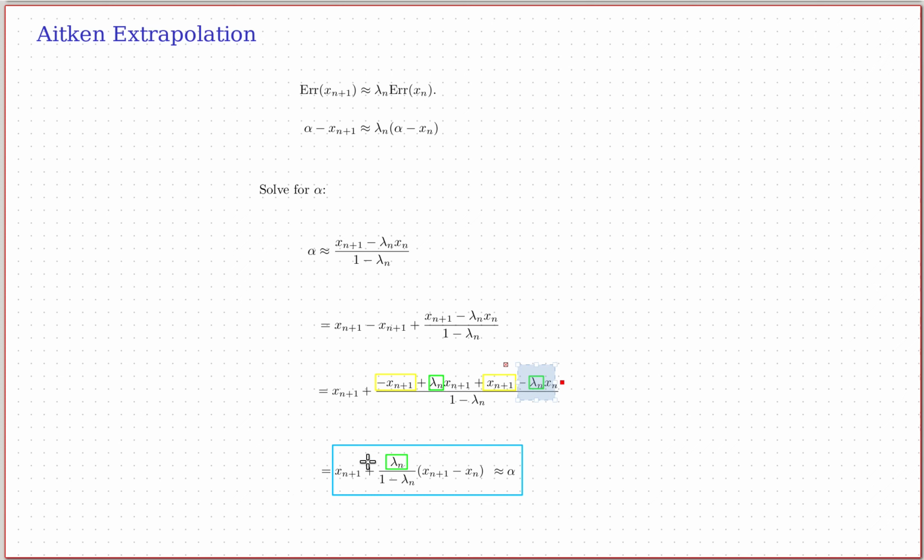And now when you look at this, what you can see is we've got the most recent guess for what alpha is, plus a kind of correction term. Right? So this is our estimate for what the correction is. And so rather than simply returning xn plus 1 as our best guess, we add the correction term in and we get an improved final guess for what alpha is. And this, again, is the way the Aitken extrapolation is normally used.